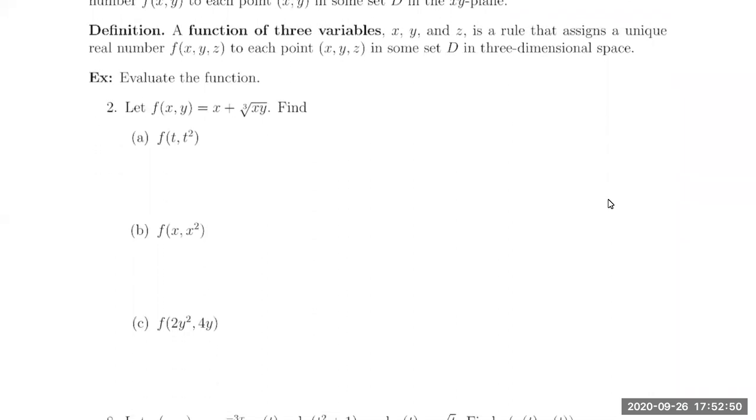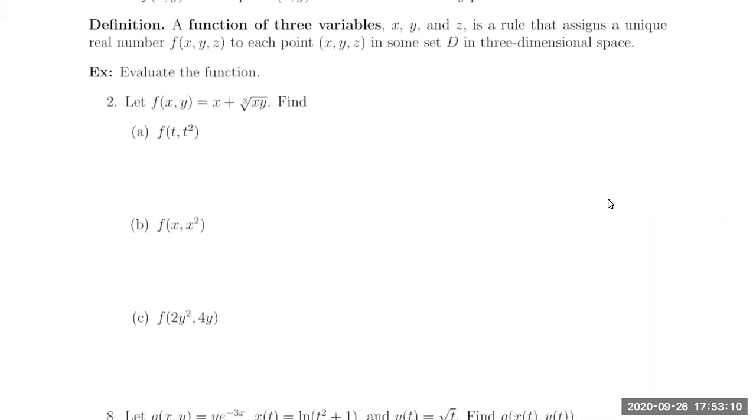We want to evaluate the function. So in problem number 2, we have a function f of xy equals x plus the cube root of xy, and we want to evaluate it at various different points. In this case, rather than a particular point, we're plugging in expressions in each coordinate. So what this means is wherever you see an x in f of x, we're going to plug in t. And wherever you see a y in f, we're going to plug in a t squared.